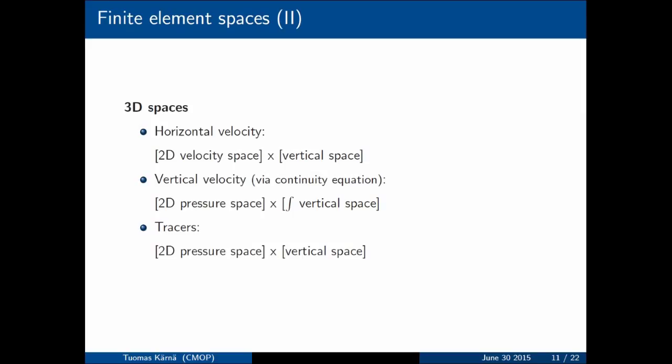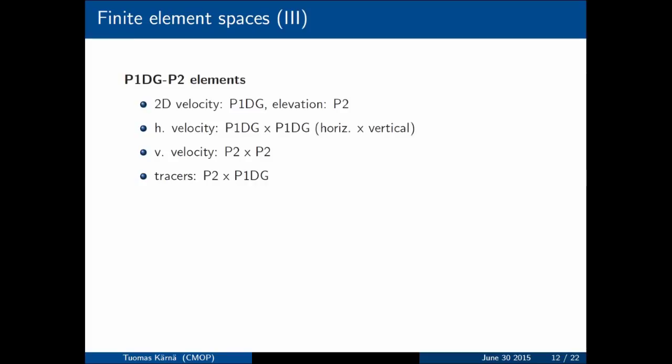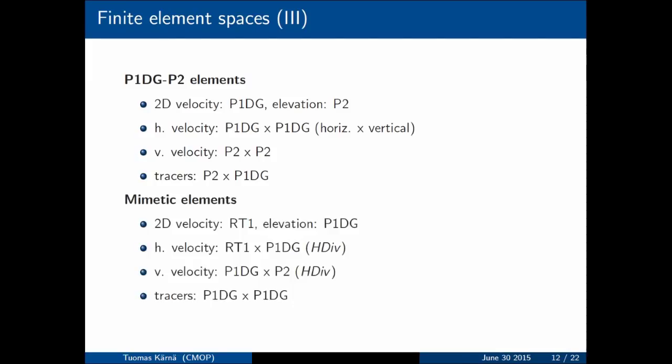So in the first case, P1DG-P2, your horizontal velocity would then be purely discontinuous. Vertical velocity would be P2-P2, and traces would be partially or continuous in the horizontal direction. And then for the mimetic element pair, you'd be Raviart-Thomas in the horizontal for horizontal velocity, discontinuous over the vertical. And then in this case, your traces would be purely discontinuous. So this is an interesting point because we're looking at advection-dominated flows. So the choice of the tracer space is really important. So you're either being at least partially continuous or purely discontinuous based on the element pairs that you choose.